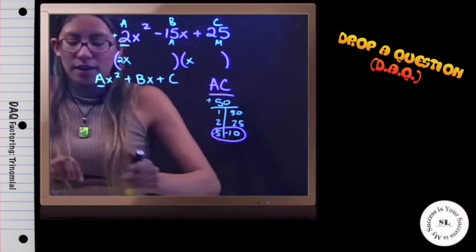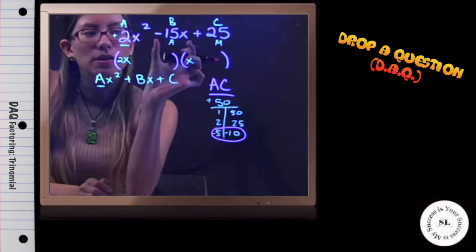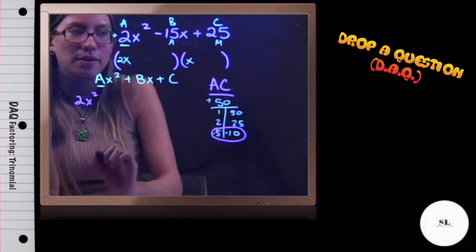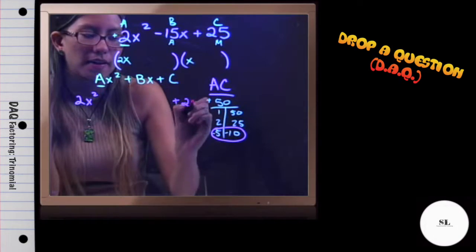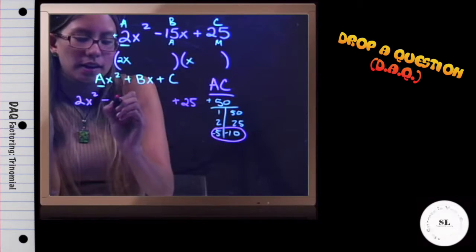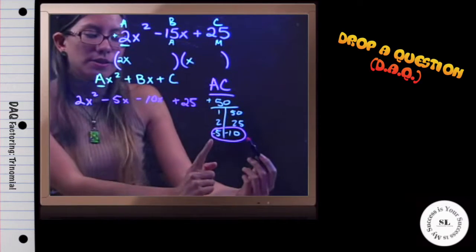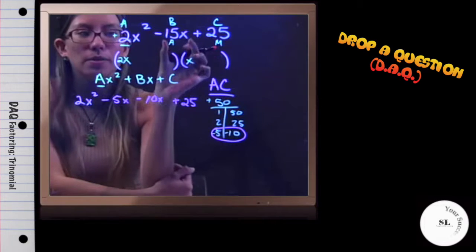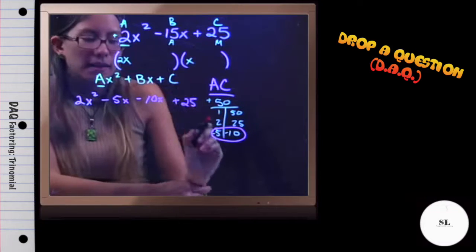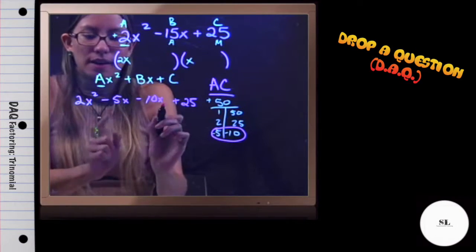Okay? So now what I'm going to do, AC method, all it is is replacing this middle term. I'm going to copy down my first term exactly the way it is and my last term, plus 25. But now this middle term is going to change to be the two factors, negative 5x, negative 10x. And these two factors will adopt all of the variables of the middle term. So because the variable is just an x, that means that I need to assign an x to the negative 5 and an x to the negative 10. So that's how we get here.